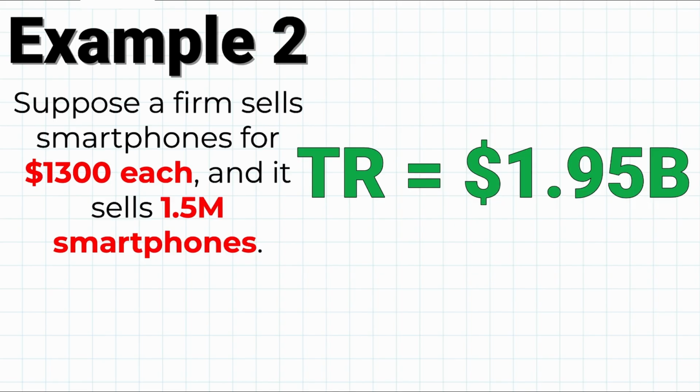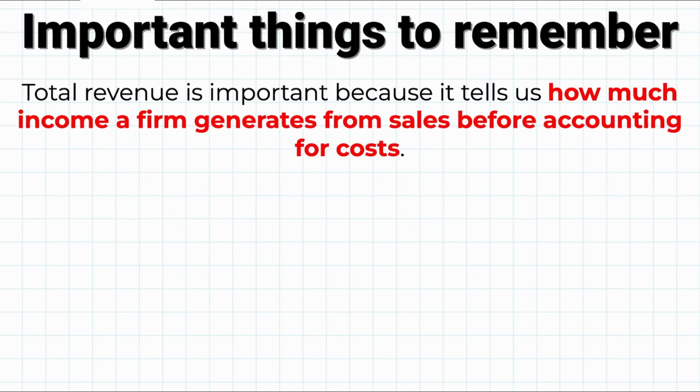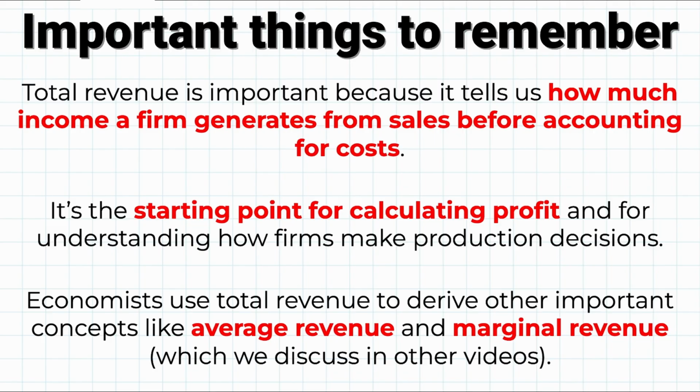Well, I hope so. Here's a couple of important things to remember when it comes to total revenue. Total revenue is important because it tells us how much income a firm generates from sales before accounting for its costs. It's the starting point for calculating profit and for understanding how firms make production decisions. And finally, economists use total revenue to derive other important concepts like average revenue and marginal revenue, which we discuss in other videos, so feel free to check those out.